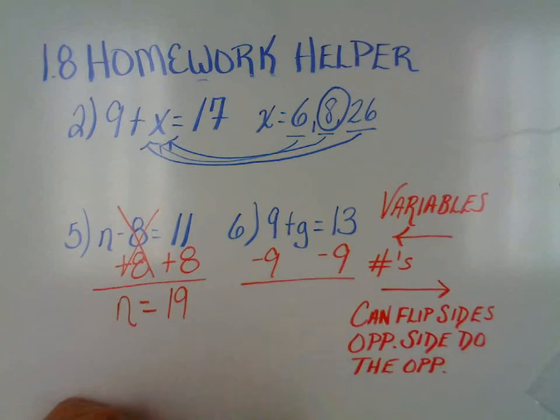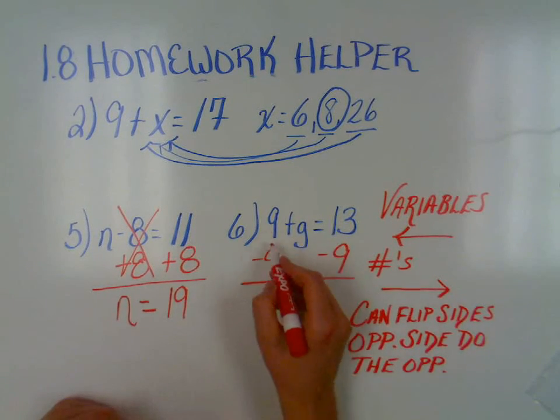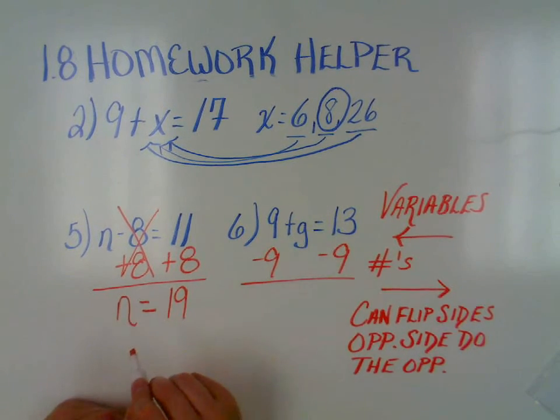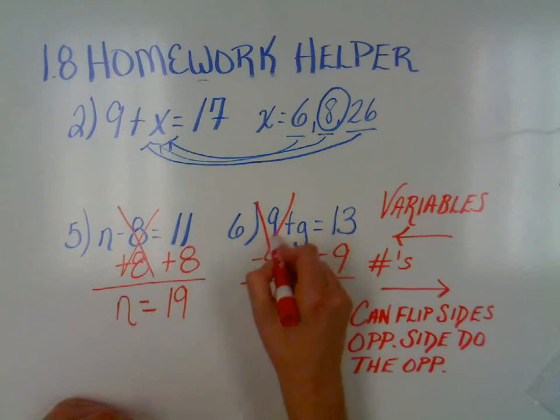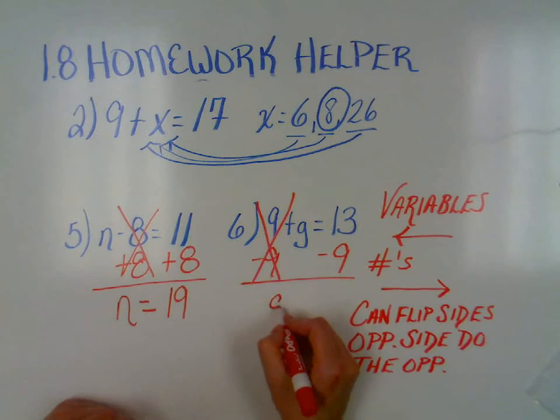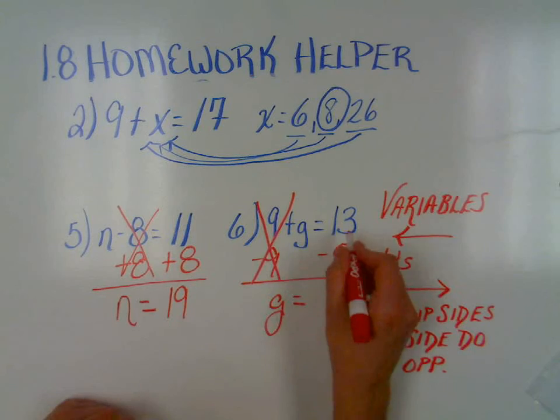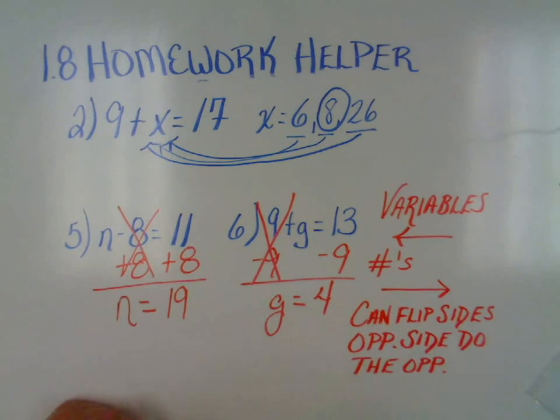Again, when I say both sides, I mean both sides of the equal sign. Notice what happens here. 9 minus 9, that goes to 0. It's gone. That leaves me g, and it leaves me 13 minus 9, which is 4. And as you can see, when I plug that in for g there, I've got 9 plus 4, which is 13.